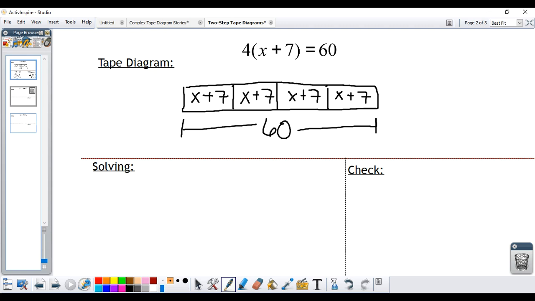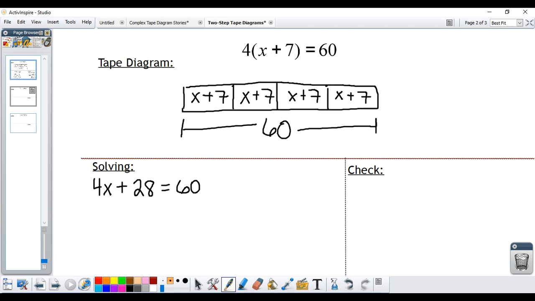And that's it. So now we need to solve. So here's the hard part. I need to figure out the numbers that I know. When I look at this diagram, it looks like I have 1, 2, 3, 4 x's. So I'm going to say that I have 4 x's. I know that I have 1, 2, 3, 4 sevens. And 4 sevens is 4 times 7, that's 28. And all of that equals 60.